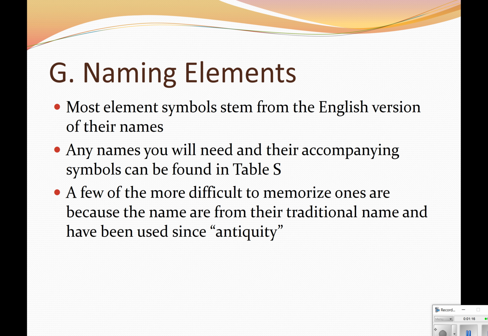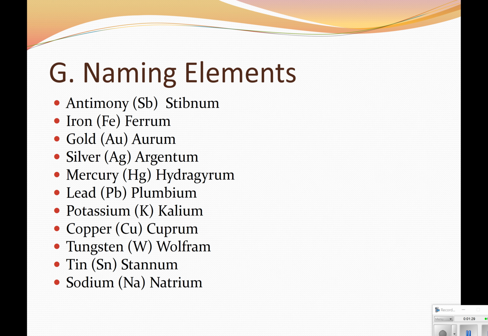Now, a few of the more difficult ones to memorize, well, they're difficult because the name comes from the traditional name and has been used since antiquity. Since forever. So some of them are going to look a little bit odd. And the odd ones, sometimes the name doesn't quite line up with the symbol. And those are the ones that are using the older version of the name. Like antimony, whose symbol is Sb, for the older name stibium.